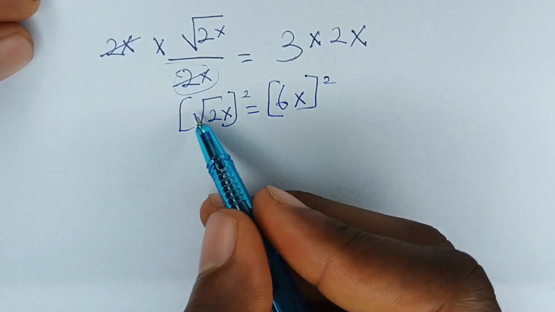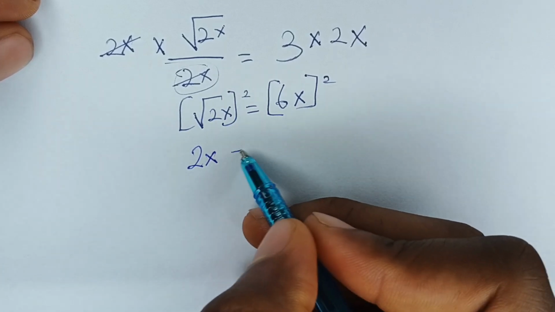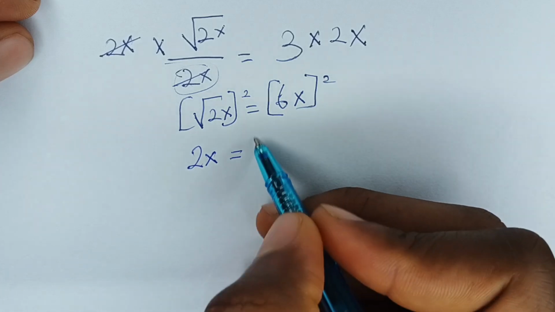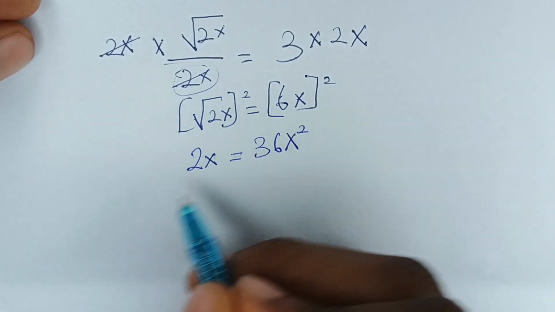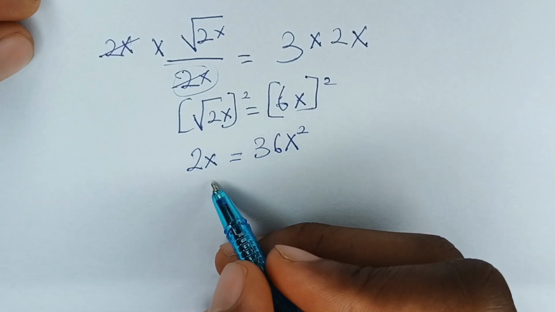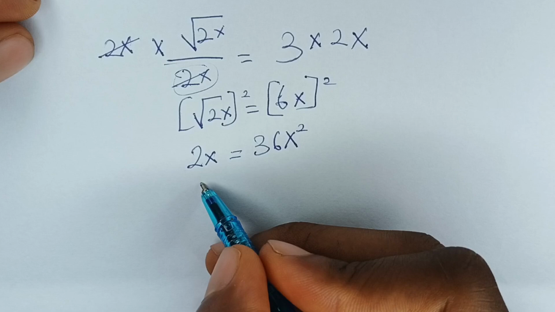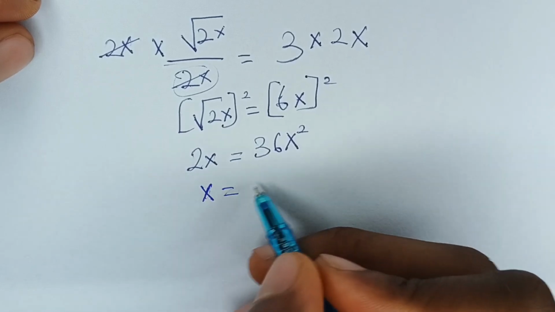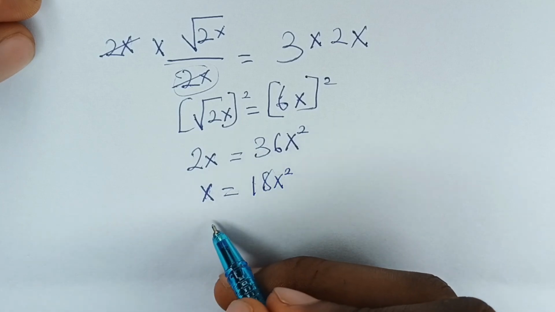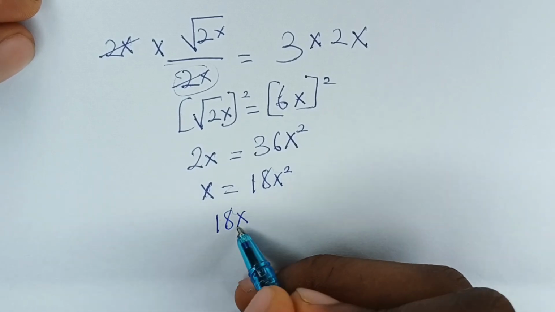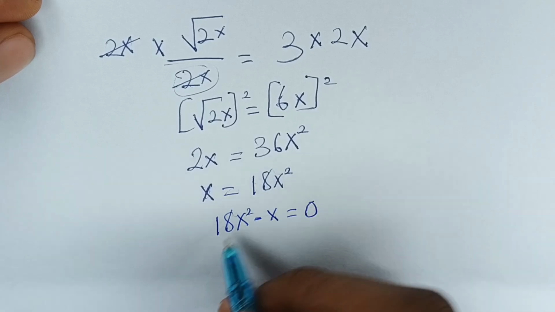So this square root takes the square. We're left with only 2x to be equal to 6 squared, 36, x squared is x squared. Now what we're left with is dividing both sides by 2, we have x is equal to 18x squared. Hence we have 18x squared minus x to give us 0.